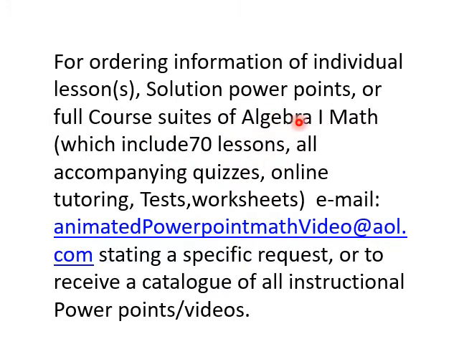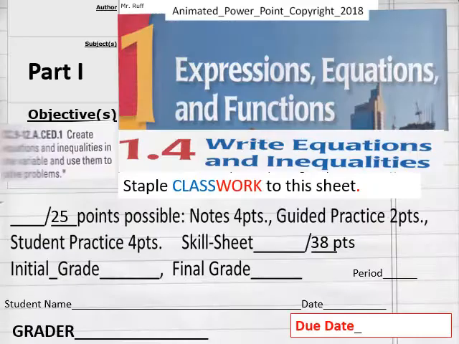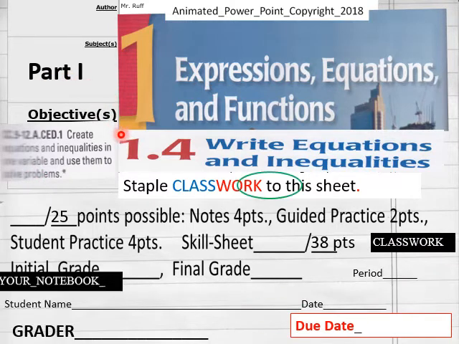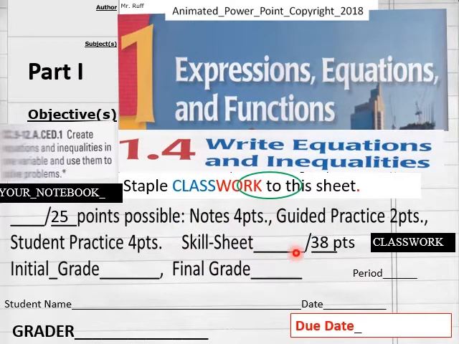Hello everybody, we're getting ready to start Algebra 1. Lesson 1.4 is Equations and Inequalities, Part 1. If you need Part 2, email me here in worksheet. So 1.4, write equations and inequalities. Here is our standard here. It is Part 1. And we have a 38-point skill sheet for the classwork. And then we got a 25-point note-taking guide, which is pretty healthy note-taking.